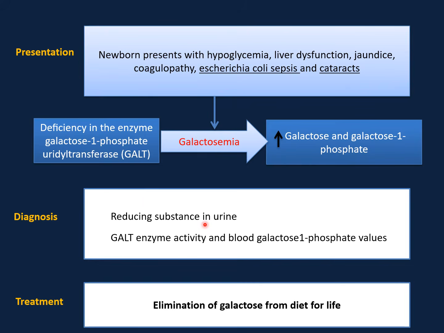The diagnosis: reducing substance in urine. However, absence of reducing substance in urine does not rule out galactosemia. Very important to keep in mind. Genetic testing, GALT enzyme activity, and blood galactose 1-phosphate values are diagnostic. The treatment is simply elimination of galactose and lactose from diet for life.